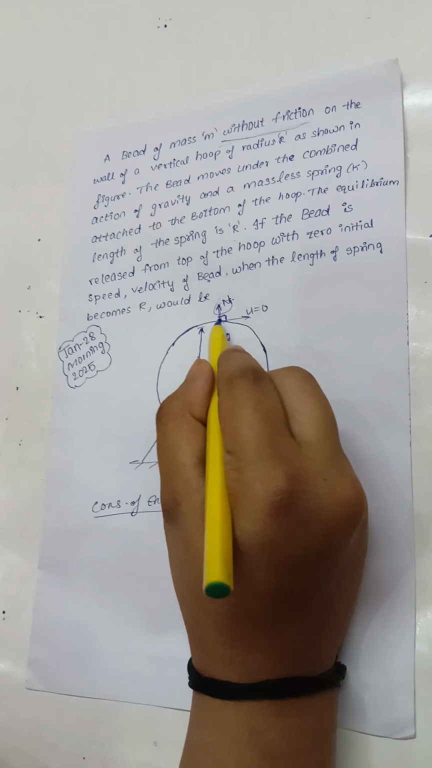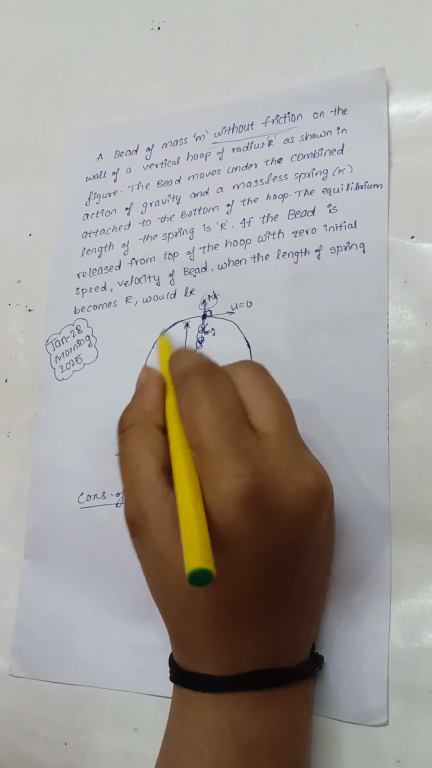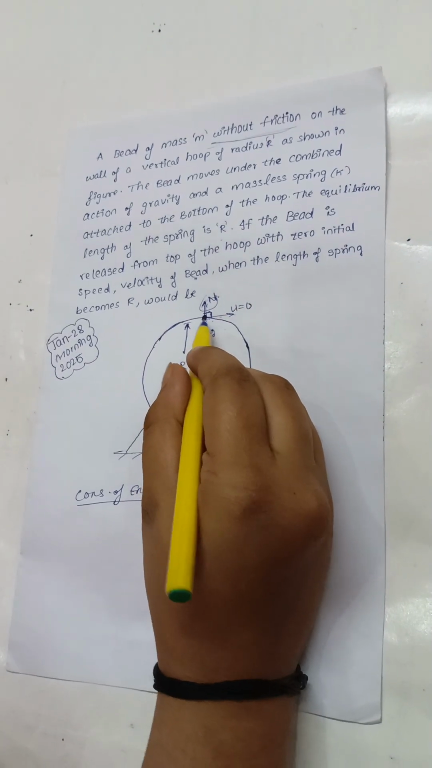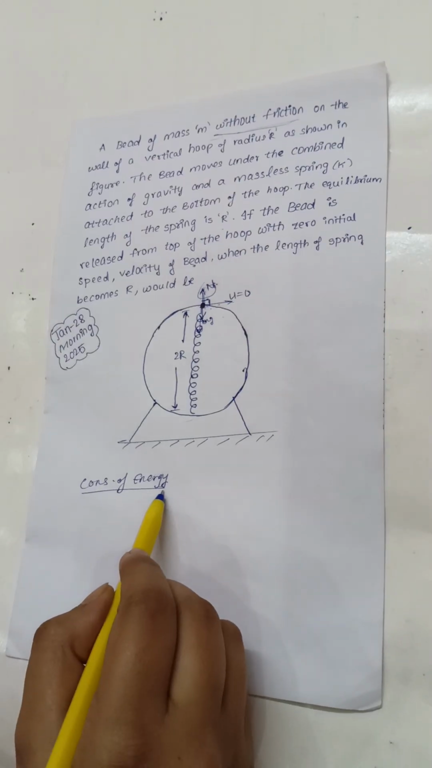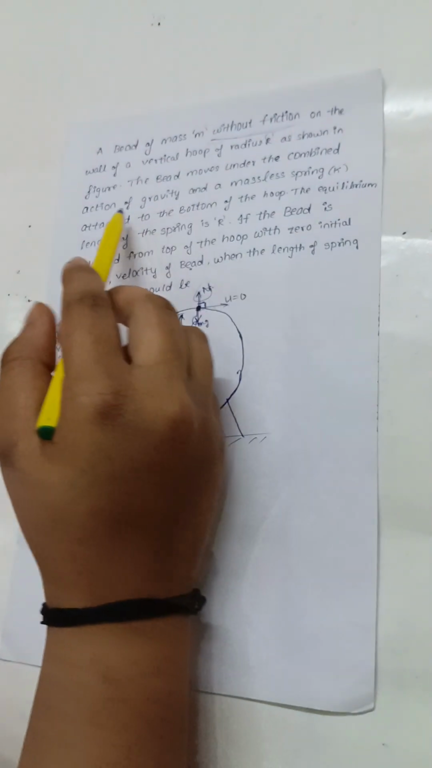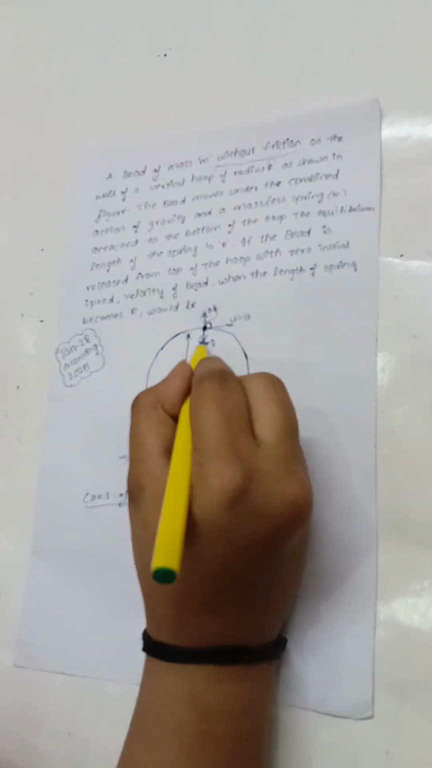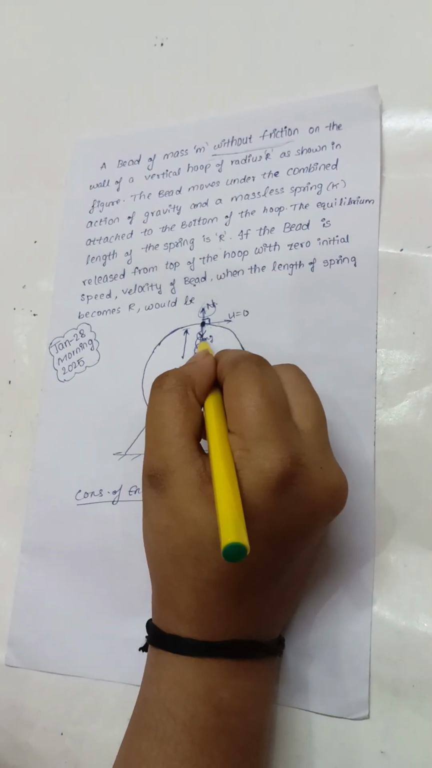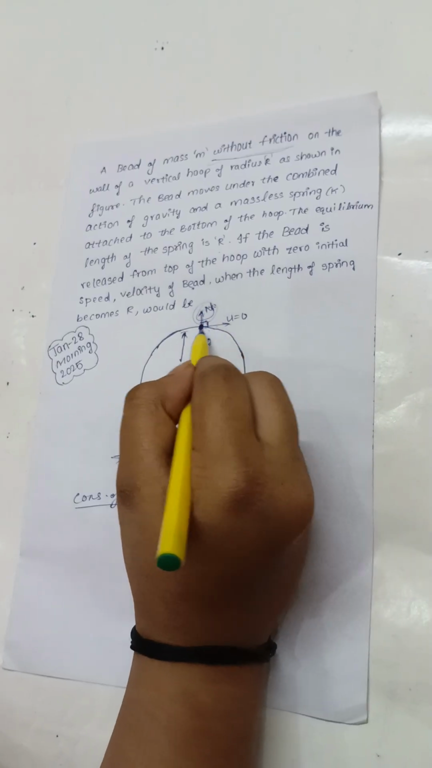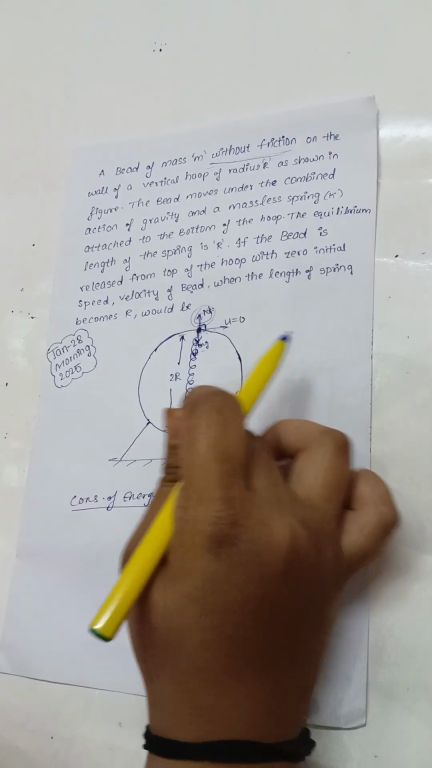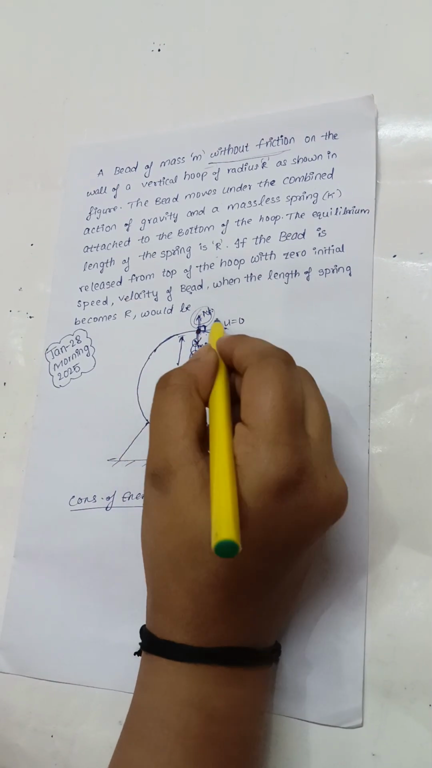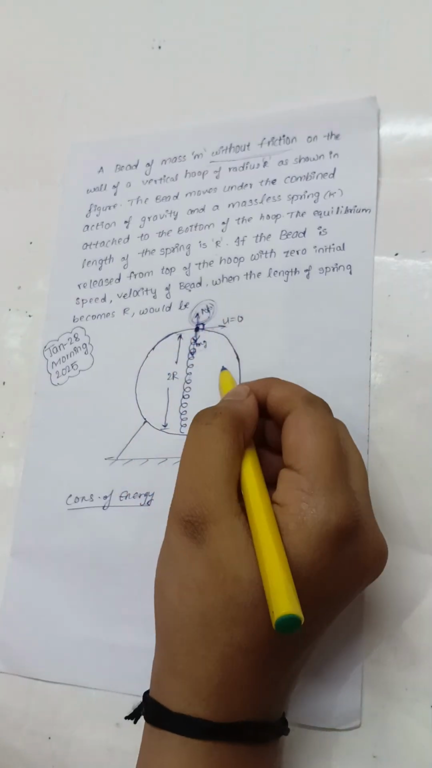Okay. Now the bead is starting from here and it is moving in a circular path. They are saying that there is no friction here. So as friction is absent, we'll apply conservation of energy. Now they are saying that the bead moves under the combined action of gravity and a massless spring. So there will be gravity here and there will be a spring force. There will be a normal force also, but as the displacement is perpendicular to it, the normal force does no work here.